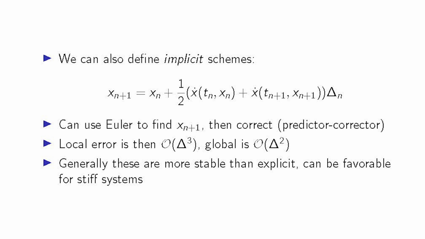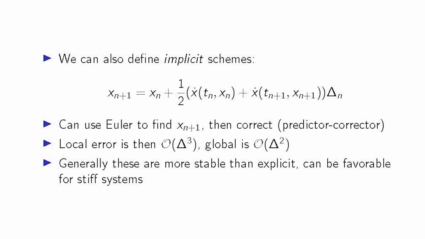So we can also define implicit schemes. Implicit in the sense that the iteration shows up on both sides of our equation. And so one of the ways to get around this is to actually use the Euler method to find an estimate for x_{n+1}, and then plug back in to get a correction on that estimate. And so that's why this is known as a predictor-corrector method. And so for this case, if we actually do this kind of improved Euler method, we find that then the local error is actually delta cubed, and the global error is delta squared.